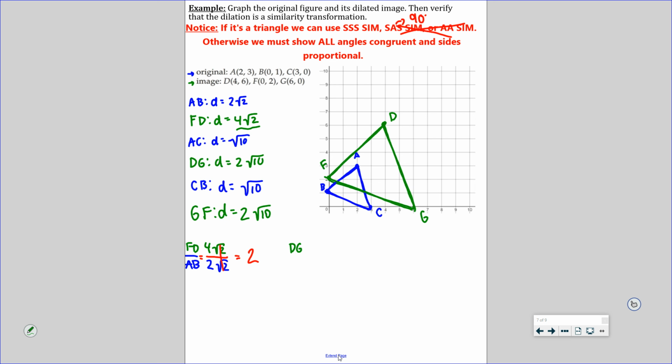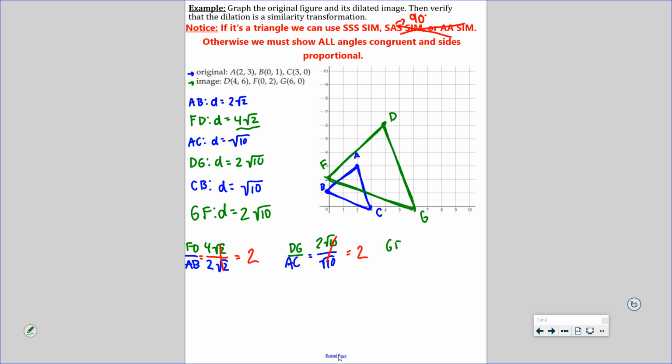Okay, next set of corresponding sides, DG and AC. Again, original we want on bottom when we're finding the scale factor with these dilations. That's the same as 2 times square root of 10 over square root of 10. It's really just a big old 1. That's 2. So far, so good. They're proportional. Or you could say they have the same scale factor.